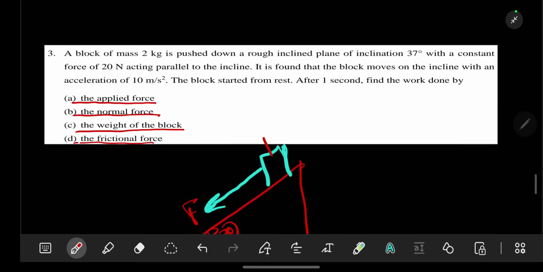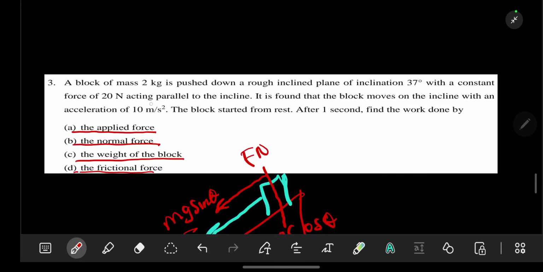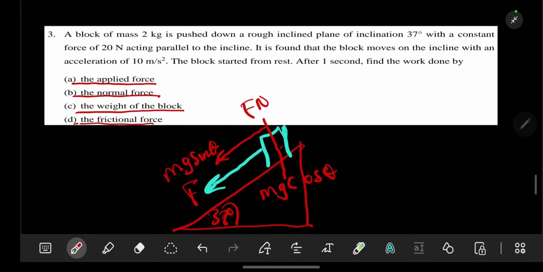We are going to distribute this into its components. This one will be our mg cos theta. This one will be the normal force. There will always be a force acting downwards, which is mg sine theta. Then, down a rough incline means friction is there. If it is going down, friction has to be on the opposite side, so this is the frictional force. We can also add the mg there.